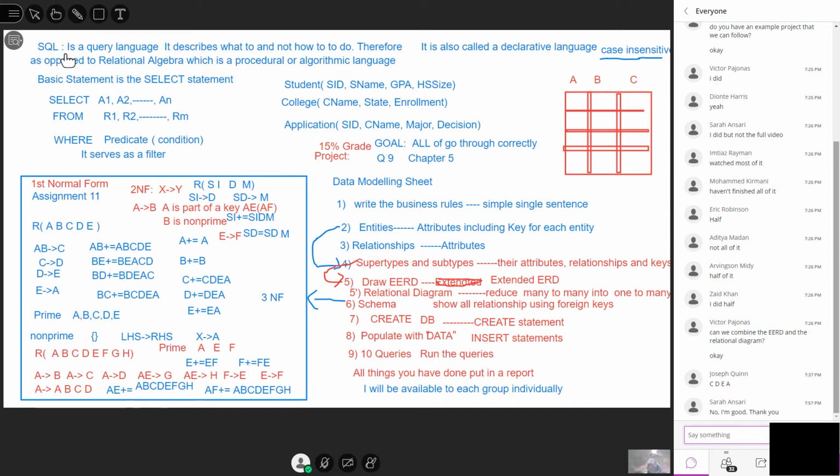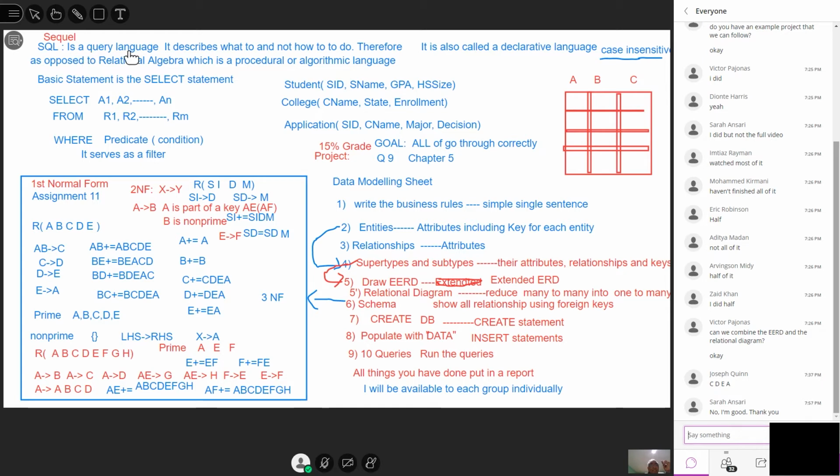SQL. It is a language designed by IBM. IBM designed it for a relational database called System R, and they called it SEQUEL. Even a lot of people still pronounce SQL as "sequel" because it's easier to say. Now let me mention a couple of things about it.